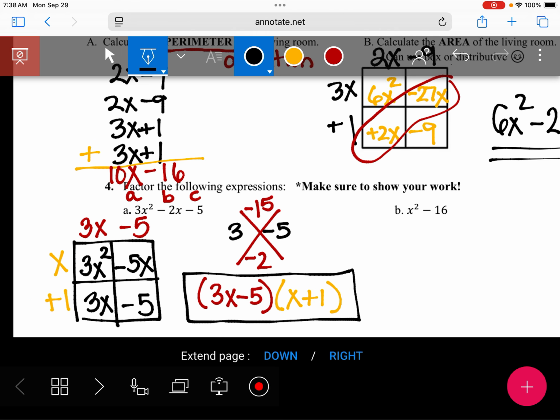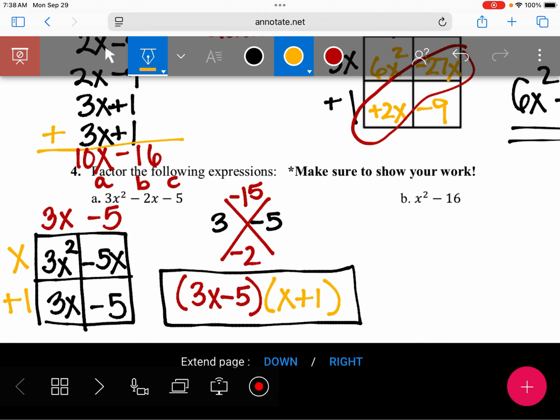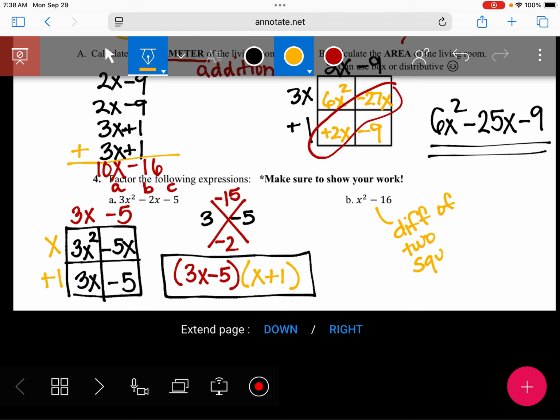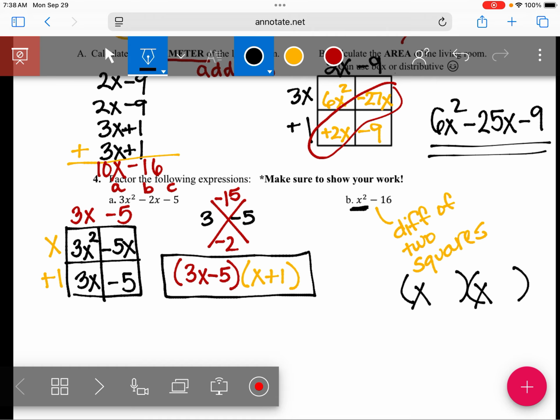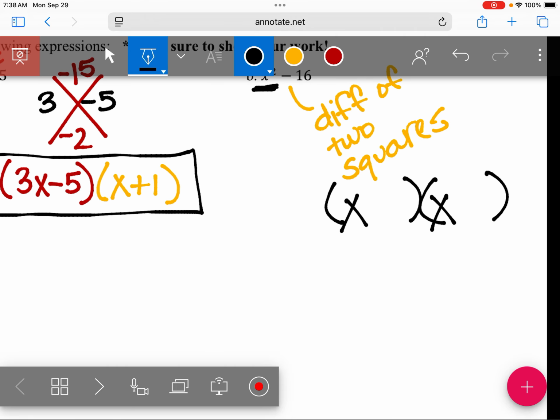Now B, that's a pattern. This is called the difference of squares. So when you see this, you don't need to make a box. You just make your 2 parentheses. So the only thing that can multiply to give you x squared is x times x. And what number multiplies to be 16? 4, yeah, 4 times 4.